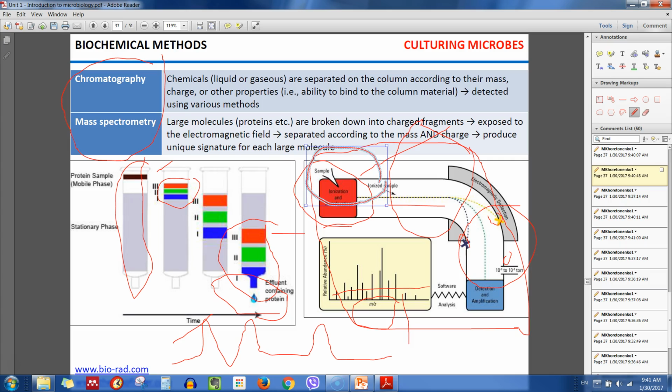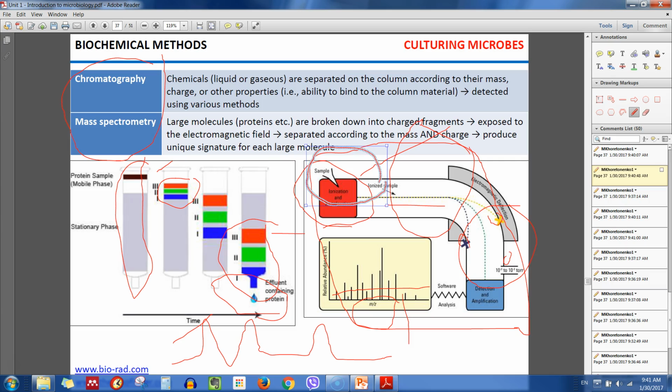The time that is required from the moment you scoop a little bit of a colony, a little bit of bacterial cells, to the moment you get your result is about 2 hours. It's extremely fast, extremely rapid, very convenient, very accurate method.